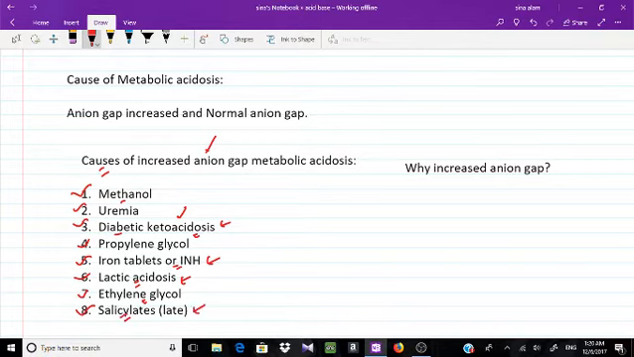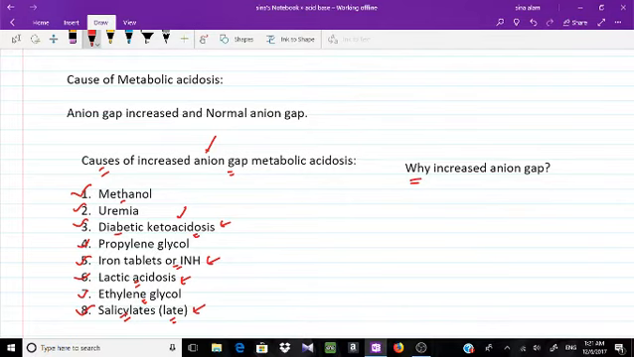Salicylate, very important. You see, in late salicylic poisoning, there is metabolic acidosis. We're going to discuss this at the very end. Trust me, up to that. So you have increased anion gap metabolic acidosis. But why increased anion gap metabolic acidosis? What does it really mean?